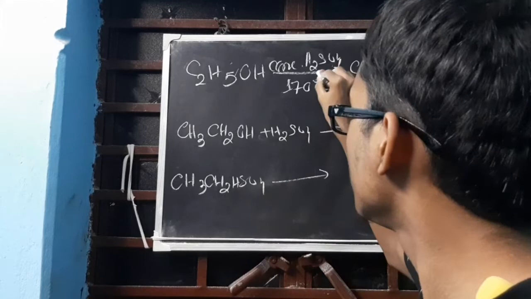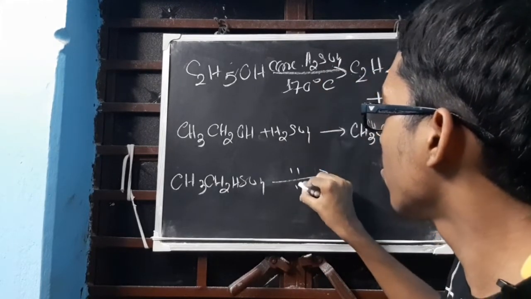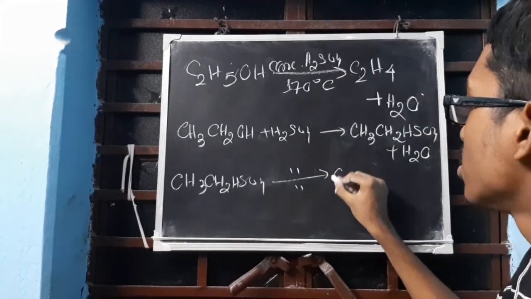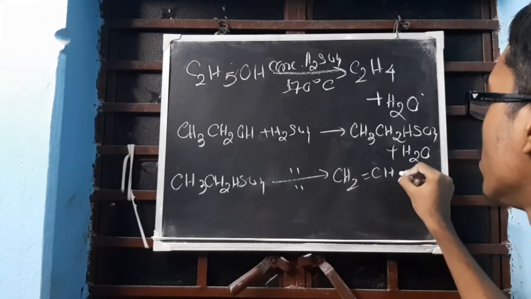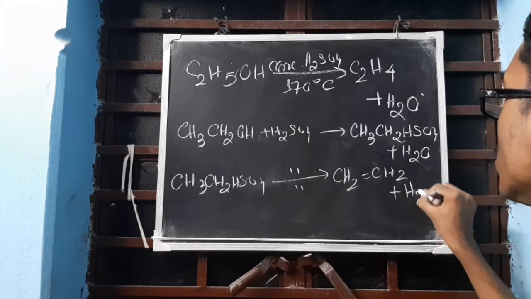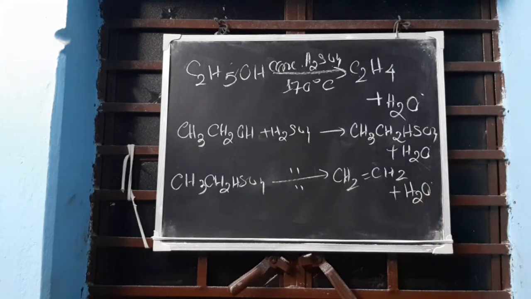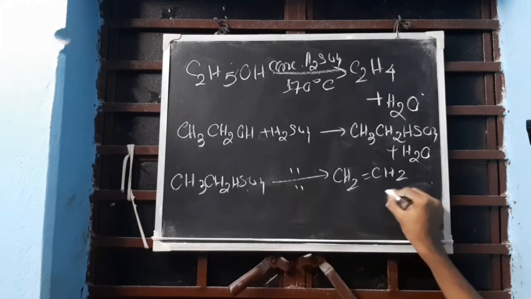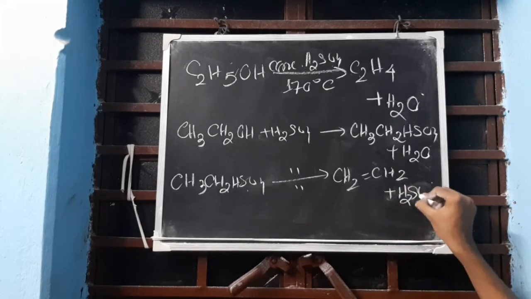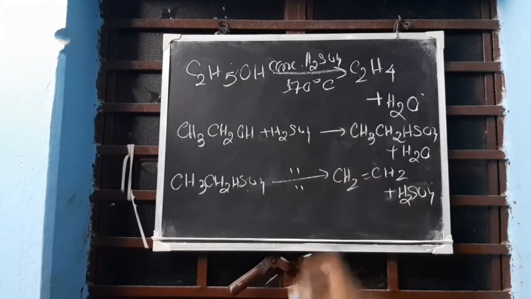That is at 170 degrees Celsius. This is the same condition over here. I am not writing the same condition. This gives you CH2 double bonded with CH2 plus H2O. Oh, sorry, not H2O here, H2SO4 is here. Now say, can you get back to this reaction from here?